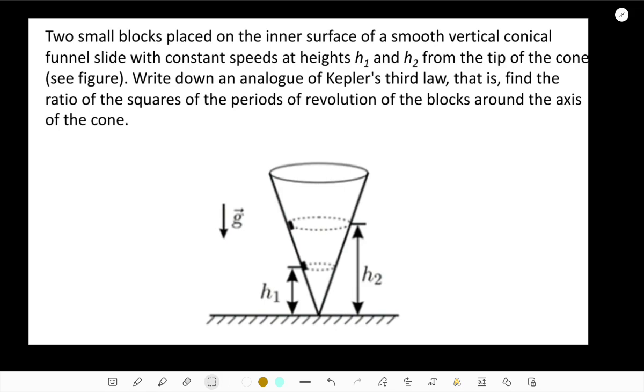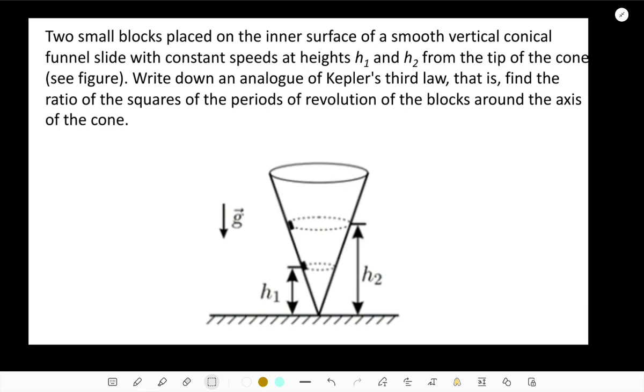Well, they are sliding with constant speeds, not along the cube, but they are sliding with constant speeds at height h1 and h2, from the tip of the cone. Their heights are fixed. Write down an analogue for Kepler's third law, that is, find the ratio of the squares of the period of revolution of the blocks around the axis of the cone.